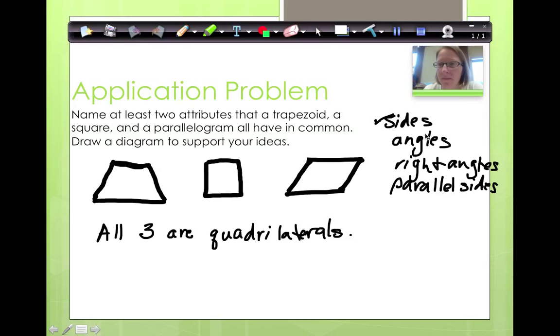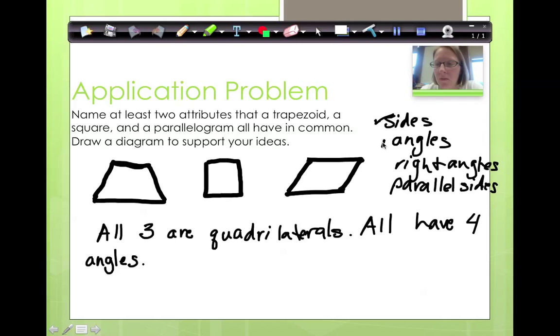Now let's look at the angles. How many angles do they have? 1, 2, 3, 4, 4 angles. 1, 2, 3, 4, 4 angles. 1, 2, 3, 4, 4 angles. Okay, so that's the same, all have 4 angles.